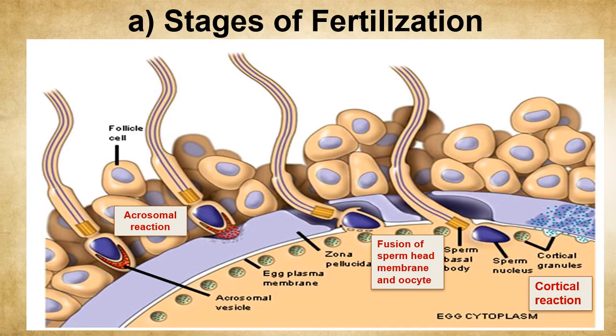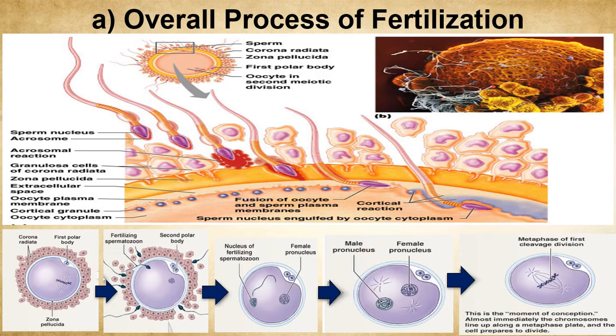The diagram shows stages of fertilization after capacitation, which are acrosomal reaction, fusion of sperm head membrane and oocyte, and cortical reaction. This diagram shows the overall process of fertilization, starting from capacitation until cortical reaction. Once the sperm nucleus enters the egg cytoplasm, the tail falls off.